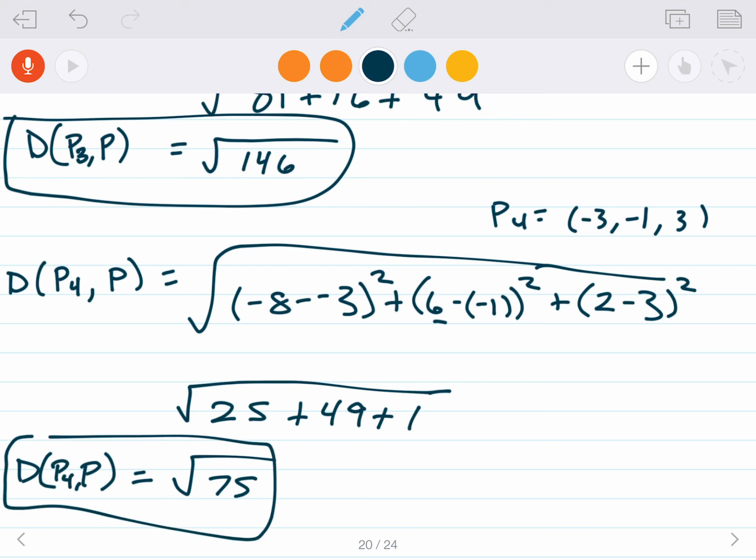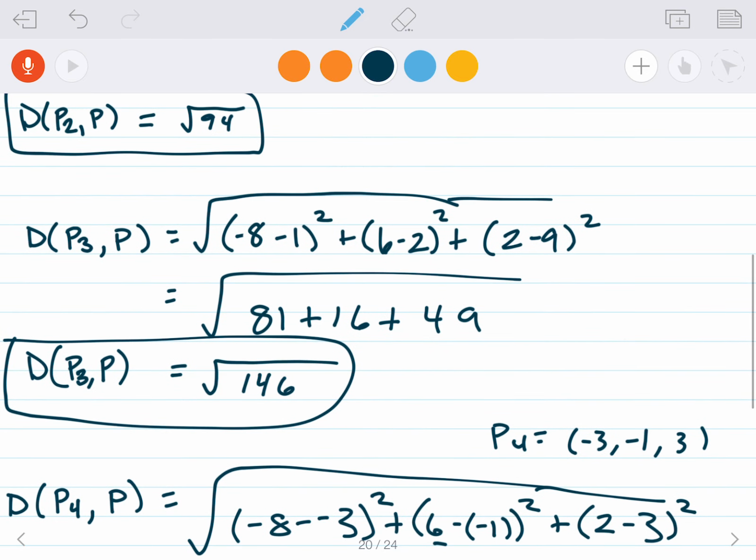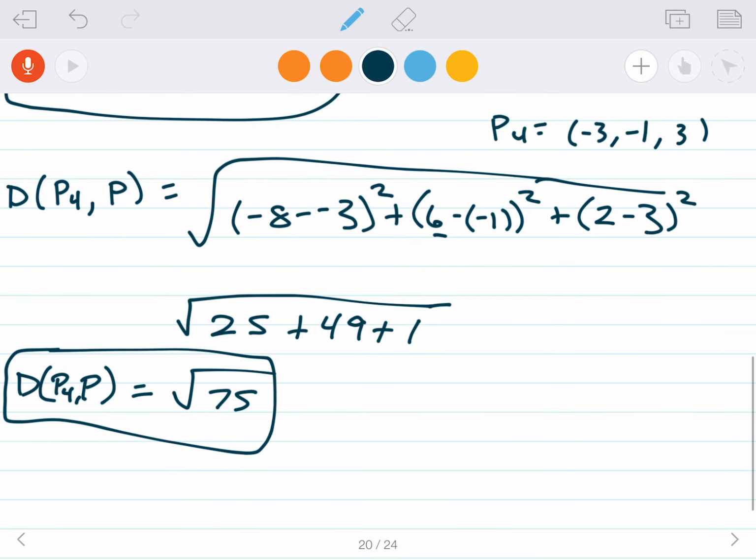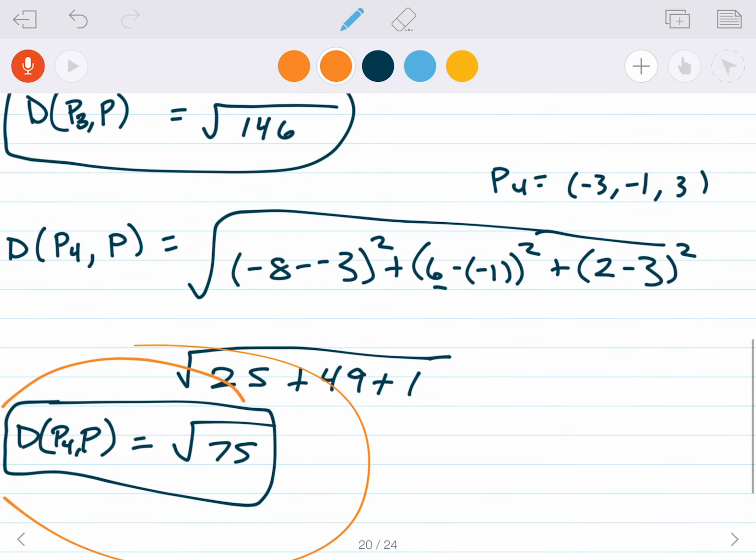All right, so let's see which one is smallest. Square root 75, square root 146. The last one is going to be the smallest. Square root of 75 is smaller than any of those other numbers.